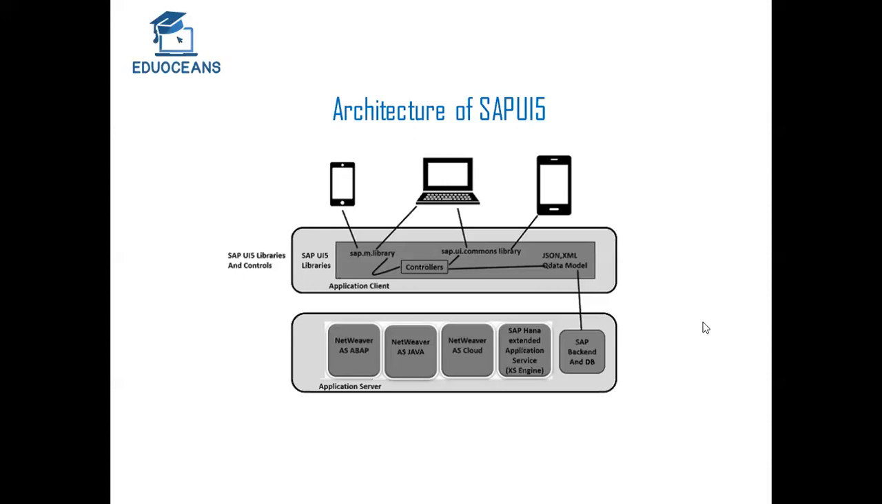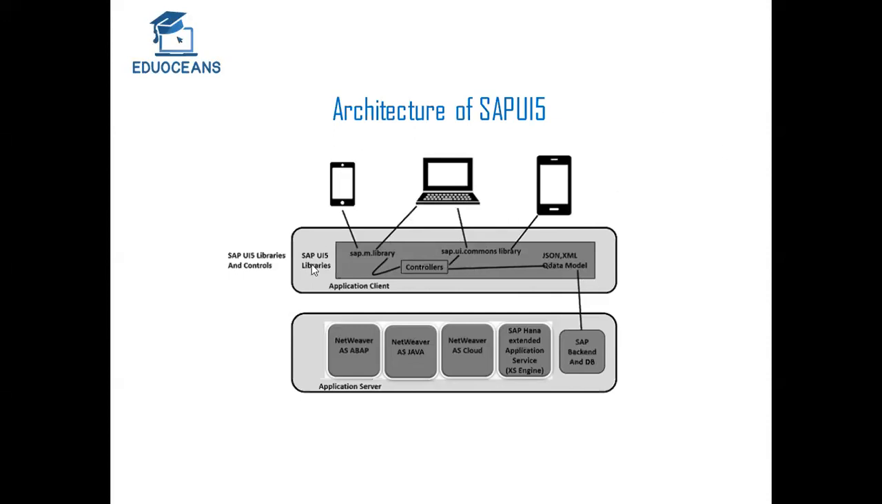Yeah, got it. So this is the basic architecture of SAP UI5, where this is the presentation layer on the top, and this is the middle layer, which consists of UI5 libraries and controls, and at the bottom is the application server layer. Should I move forward? And the UI5 application client and the front end will be connected through the inbuilt libraries, right?